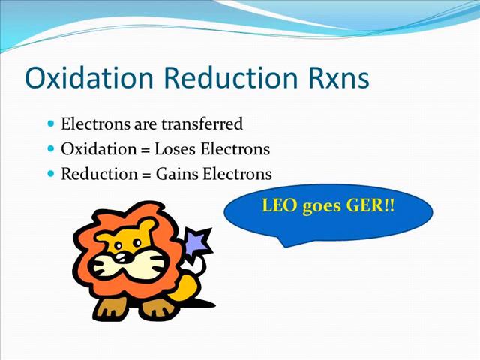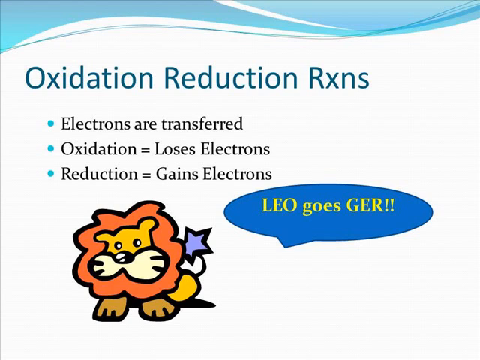And the way to remember it is LEO goes GER. L-E-O, losing electrons, oxidation, GER, gaining electrons, reduction. Now, that's a nice silly one to remember. An easier one might be OIL RIG, O-I-L-R-I-G. Oxidation is losing, reduction is gaining. Whichever one works best for you, go ahead and use that one.